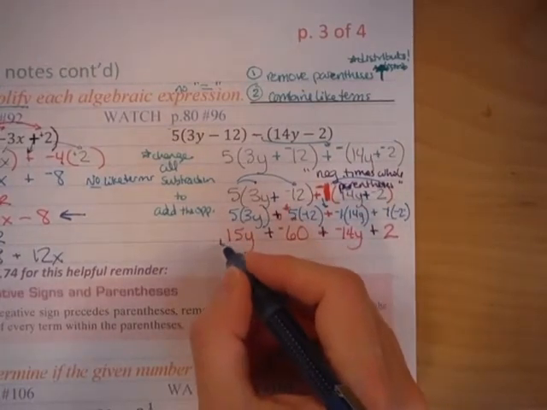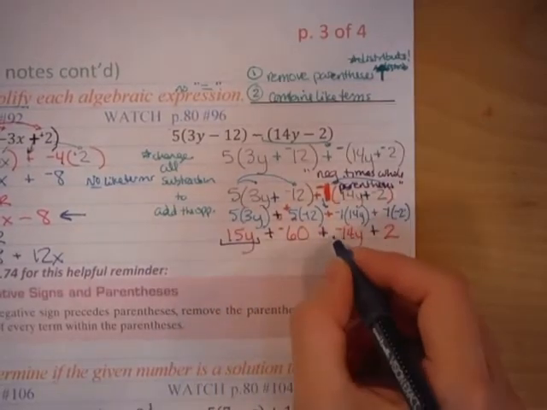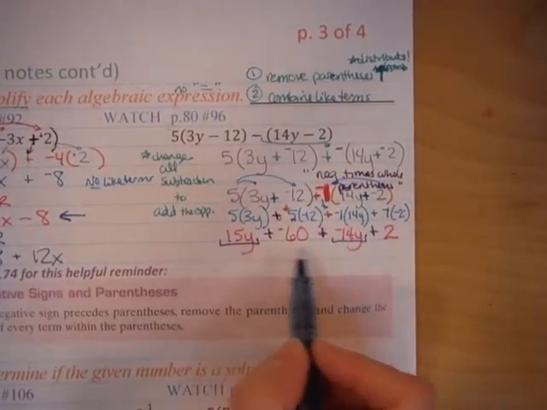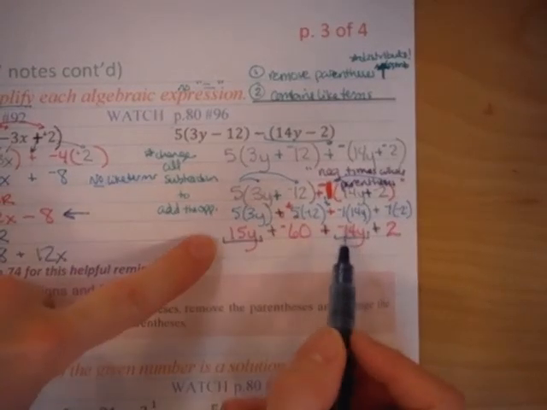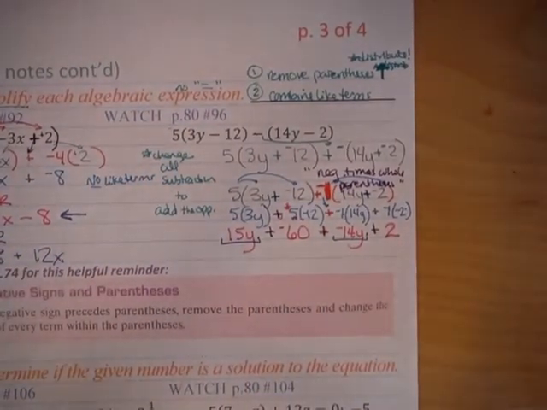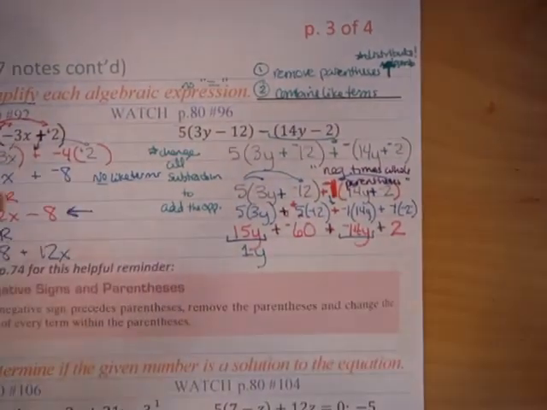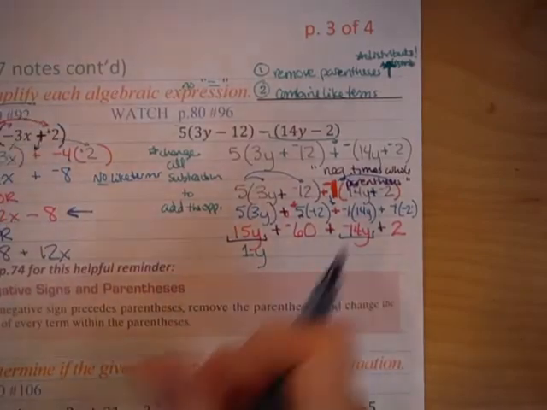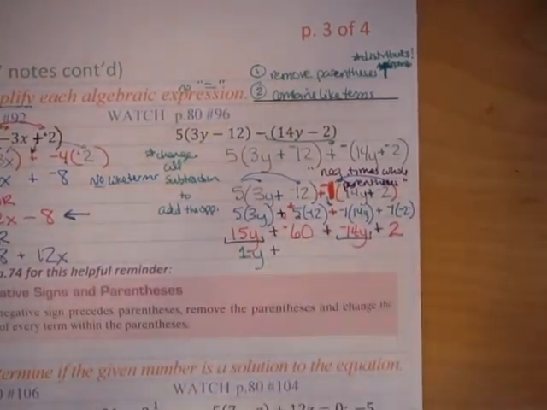So for me, I go through first and look for matching variables. I've got a 15y and I've got a negative 14y. And I just give myself a little colorful visual symbol that those two are a match. So 15y plus a negative 14y is going to be a positive 1y. And everything is plus here, so I know I'm just going to be adding whatever my next item is.